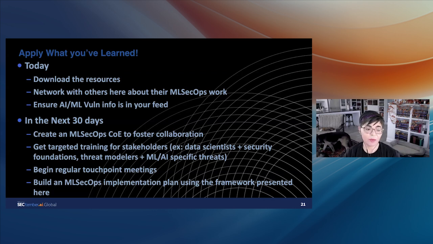And in the next 30 days, a couple things that can really help is to create a center of excellence at your company to foster that collaboration. So the data science and the machine learning engineering teams can start to communicate with security, and we can get this linkage between security and the ML engineers, just the way that we created that linkage for DevSecOps between security and engineering and development. Also look into training for the stakeholders so that they can start to really build their bench of expertise, and create regular touch points so that you can start to actually infuse security through your machine learning lifecycle, and create an implementation plan to make MLSecOps or AI SecOps work for you and your organization.